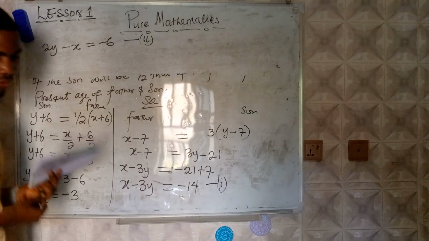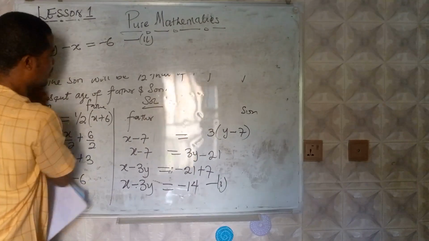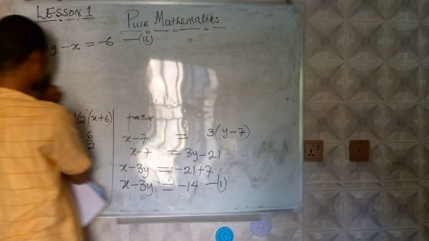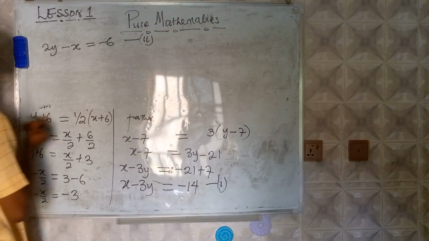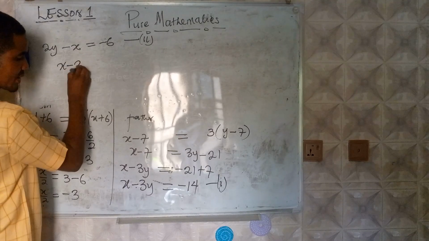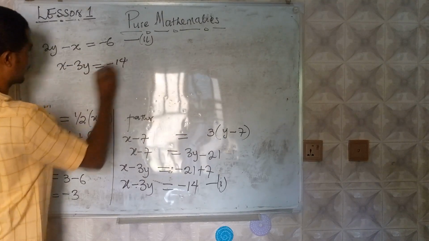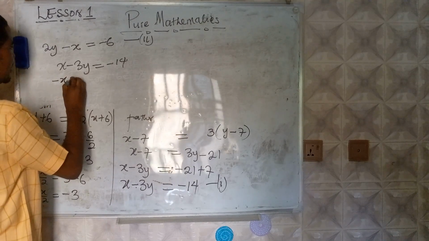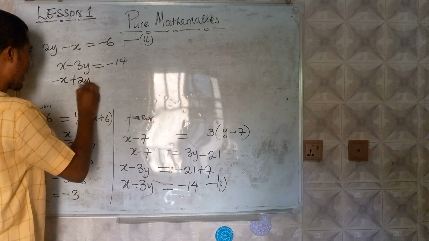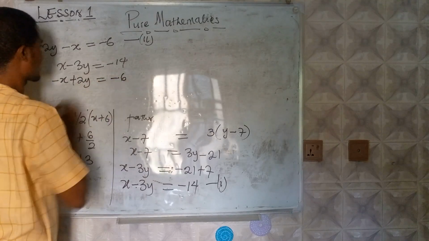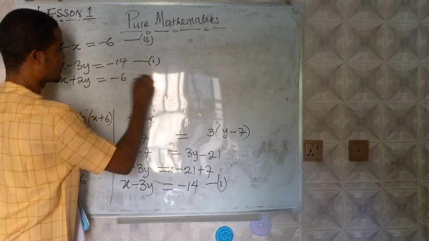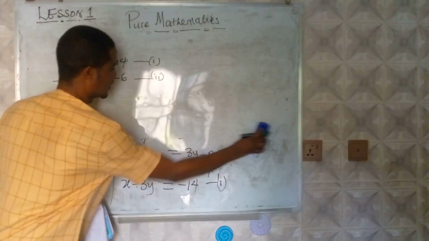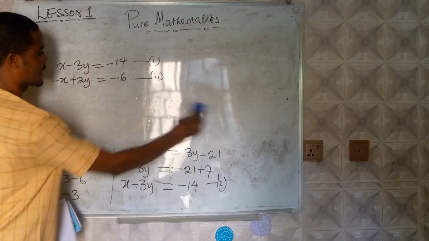So I've got my equation 1 and I've got my equation 2. I will try to solve for the value of x and y simultaneously. So I write them down. I have x minus 3y equals minus 14. I have minus x plus 2y equals minus 6. This is equation 1. This is equation 2. Okay, we move from there.